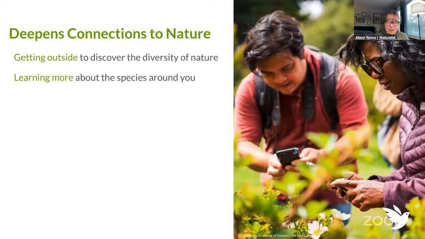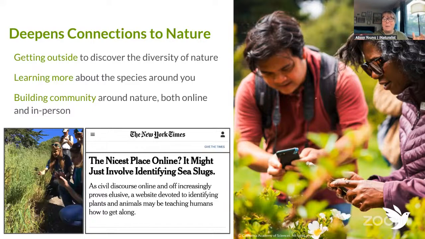People also learn more about the species they encounter. They get identifications using iNaturalist. iNaturalist also has a bunch of other information about species, so people can learn more about species using iNaturalist. It also helps people interested in nature connect to other people. They can connect online, where people can interact on observations or through projects. The New York Times called iNaturalist the nicest place on the internet. But people also have a chance to connect in person as well.